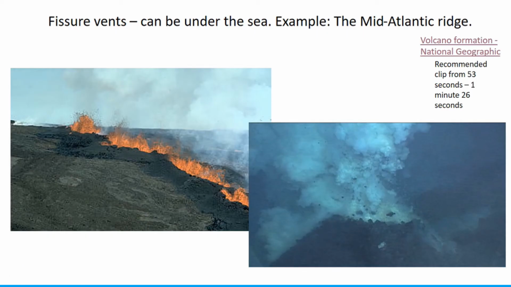A fissure vent. Here are some examples. This one is on land, okay, and you can see it's sort of in a straight line. So it's basically the line of the tectonic plate, and this one is having an eruption at the moment. And you can get them under the sea. And here, this is what you would see, because here's all the smoke and the different colours of the chemicals and gases that are escaping into the sea.